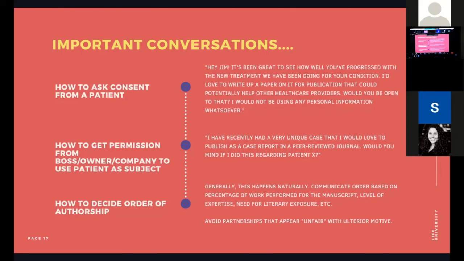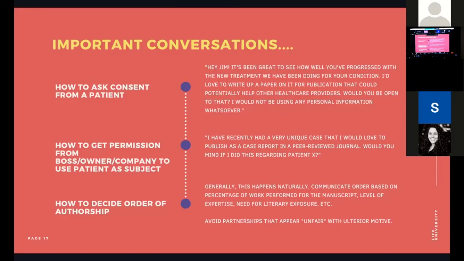And lastly, this can be kind of a touchy subject. It's how you decide the order of the authorship. So for example, if 4 people work on a manuscript, you kind of have to decide who's going to be 1, 2, 3, 4. In theory, it doesn't matter a whole lot, but sometimes the topic needs to come up. So it usually happens naturally. The order should technically go based on the amount of work that was performed. Sometimes the level of expertise tends to kind of float around there too. And sometimes it has to do with literary exposure.